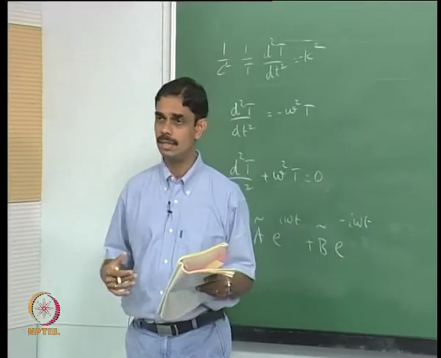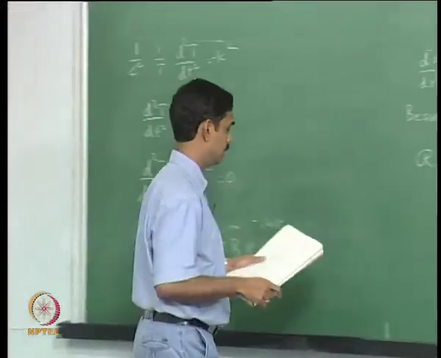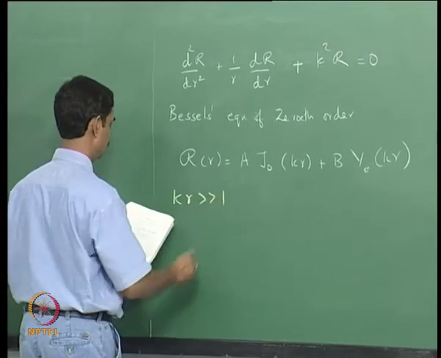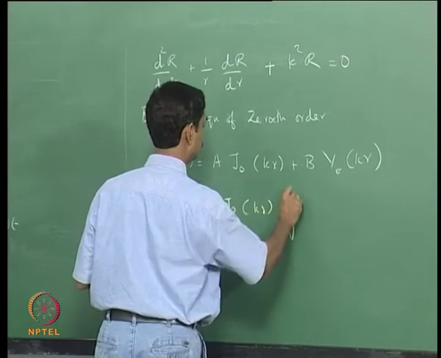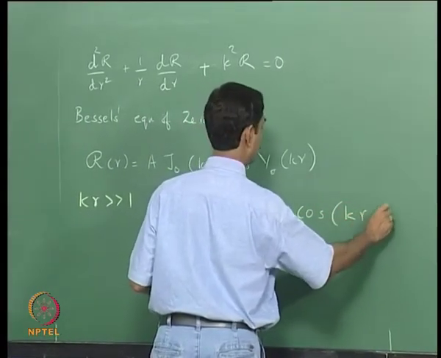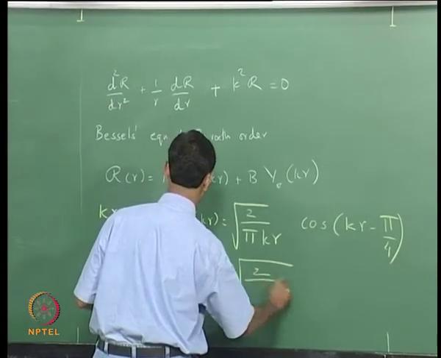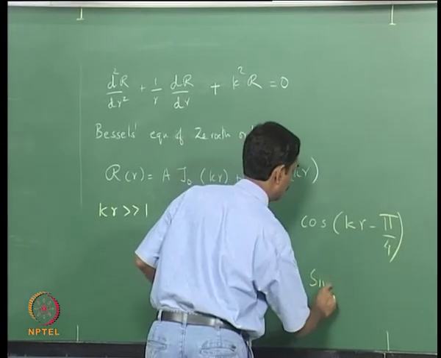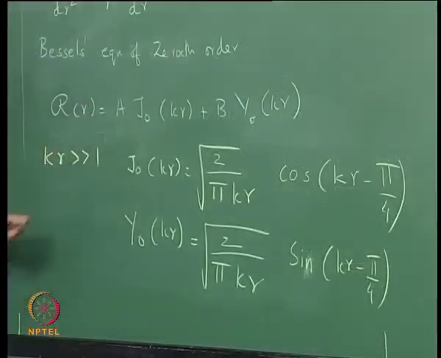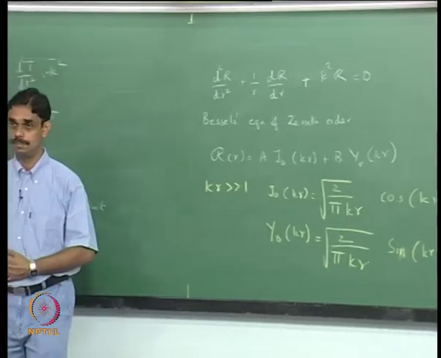So just to understand how the Bessel functions behave, we can take a look at its asymptotic relations, which will give you a hint of how things work. Bessel functions have nice asymptotic relations. Asymptotic relation means when kr is much larger than 1, you can show that J naught of kr equal to root of 2 over pi kr cos of kr minus pi over 4, and Y naught of kr equal to root of 2 over pi kr sine of kr minus pi over 4. I must emphasize that these formulas are valid only for kr much greater than 1, and if it is lower than 1, near 0, these formulas are not valid. Any questions?